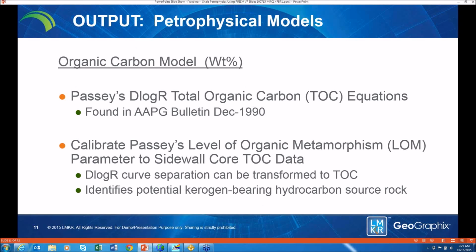The next petrophysical model will be the organic carbon model calculated on a weight percent basis. I'll be using Passey's delta log R equations found in his December 1990 AAPG bulletin paper. Passey's level of organic metamorphism, in other words the LOM parameter, will be calibrated to sidewall core TOC data. By doing this, the delta log R curve separation can be transformed to total organic carbon on a weight percent basis. The resulting TOC can then be used to identify potential kerogen-bearing hydrocarbon source rock.